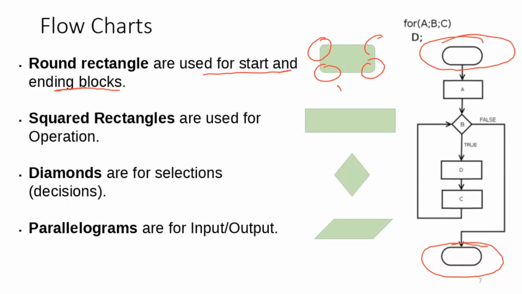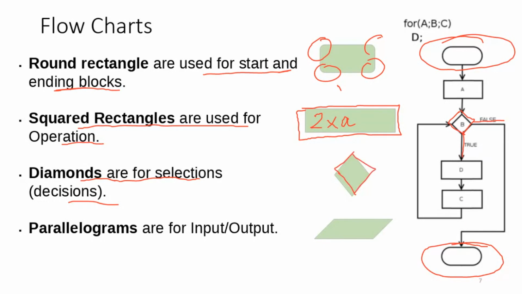The square rectangle is used to represent the operation. Like if you have an operation here, 2 multiplied by a, you represent this operation in a square rectangle, okay? And the diamonds are used for selection. Like here we have a diamond. Diamond means if it's false, you go there. If it's true, you go there. It's like an option, the selection. You have 2 options here. And this parallelogram represents input and the outputs, okay?